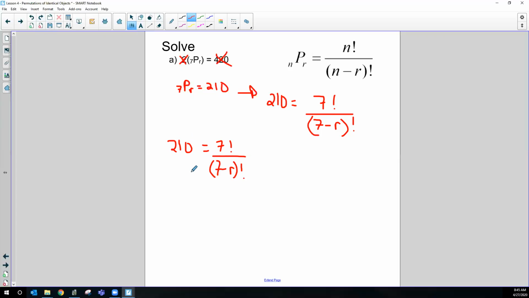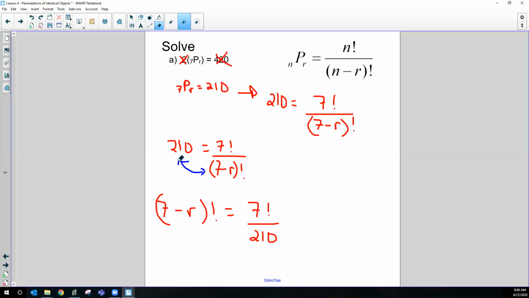All right. You need to get the variable by itself. So using isolation, we will end up with this. You're going to multiply both sides by (7 minus R) factorial, and that is going to equal 7 factorial over 210. I don't know if you remember from trigonometry in grade 10, we had this little thing where you can just flip the fractions, switch them, instead of doing all the multiply by (7 minus R) factorial, divide both sides by 210.